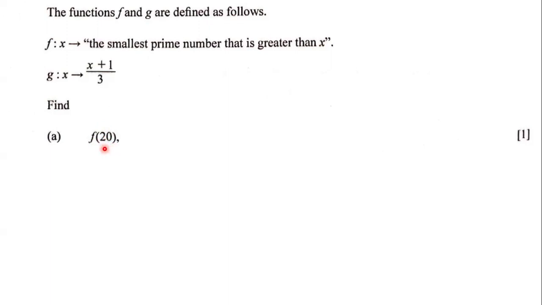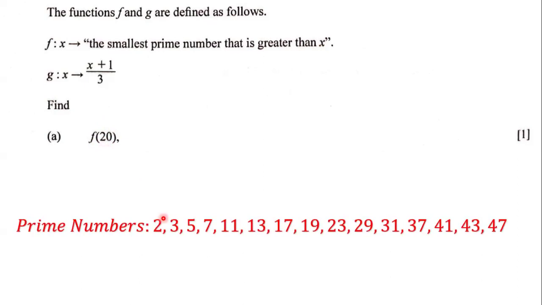So here we have our prime numbers, and remember, we have defined the smallest prime number that is greater than 20. We have 2, 3, 5, 7, 11, 13, 17, 19, and 23. 19 is smaller than 20, so that's not going to be right. 23 is the smallest prime number that is greater than 20. So f of 20 is equal to 23, and that's the answer to this question.